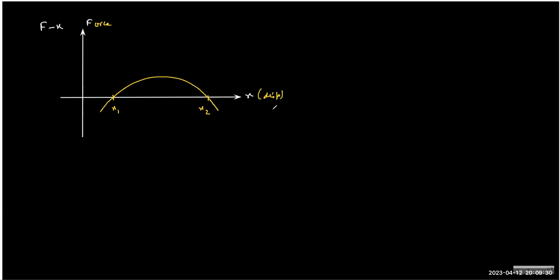And what is the meaning of equilibrium? Tell me. So when force is 0. So at how many places do you see force to be 0? So 2 points, x1 and x2. So x1, x2 are points of equilibrium. Understand?